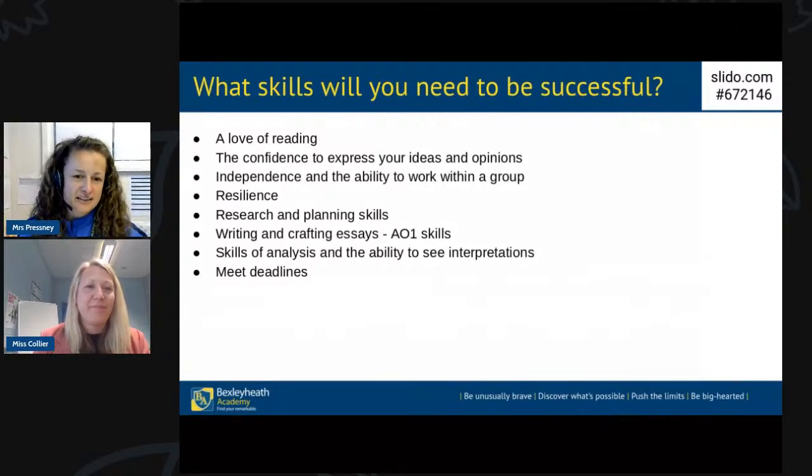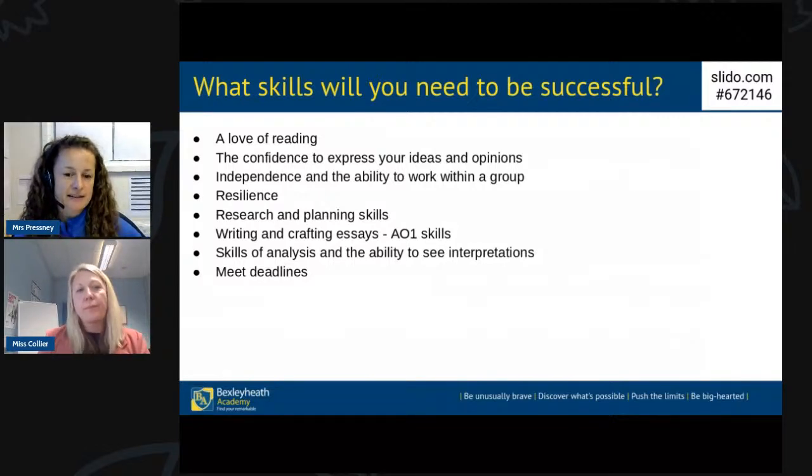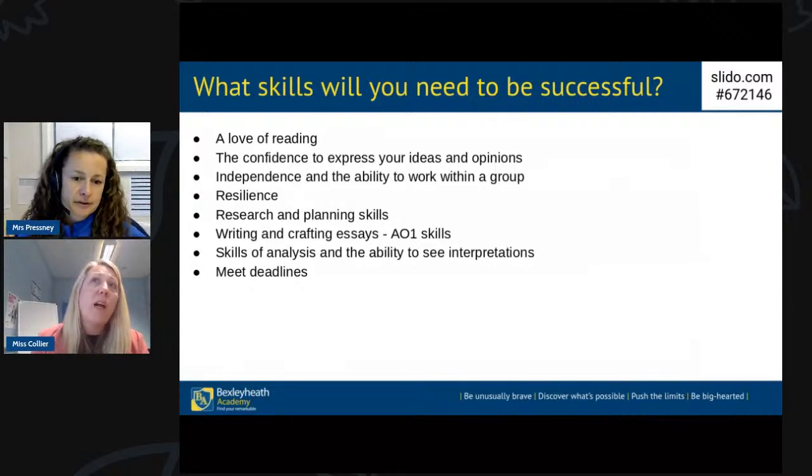Excellent. And you say meet deadlines as well. I imagine there are lots of essays that they need to be handing in. Well, we aim to complete an essay every fortnight. So to some degree, there is an extended piece of writing every fortnight.